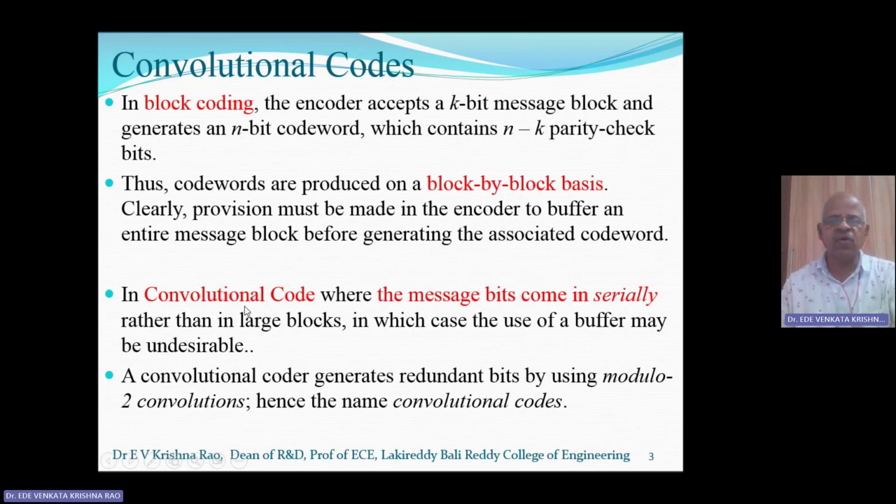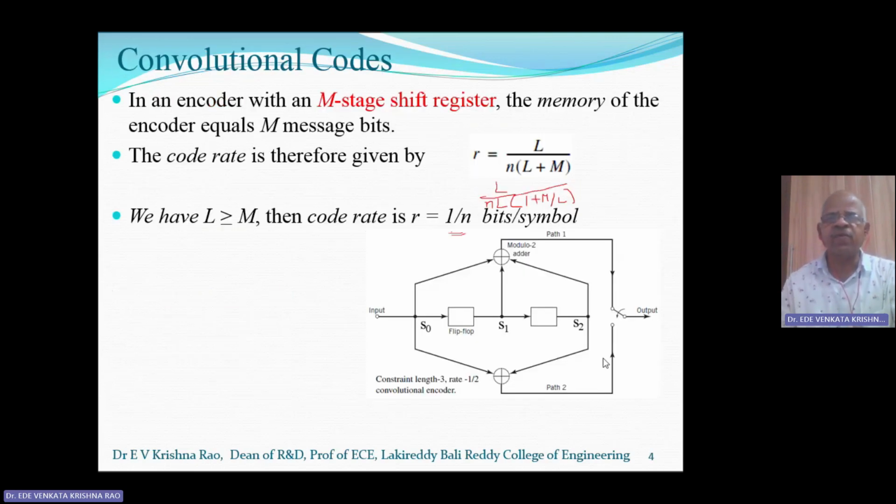But in convolutional code, we send the message bits sequentially. There is a shift register, and these message bits are shifted sequentially using flip-flops. There are m flip-flops in a shift register. The encoder has n convolutional outputs. In this example, a 2-stage shift register, that is, two flip-flops are taken. The m-stage shift register, m equal to 2.